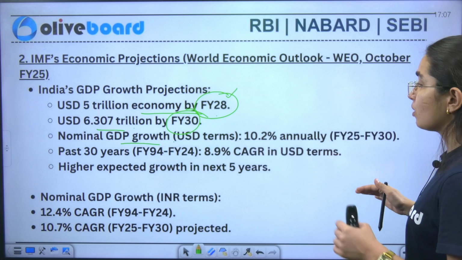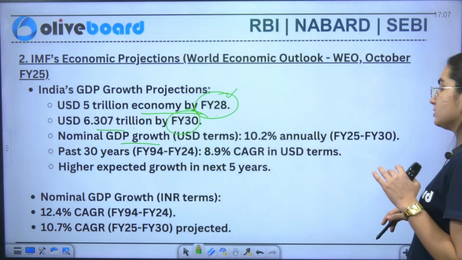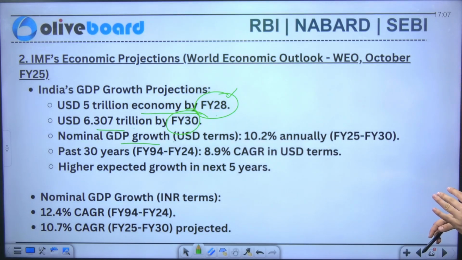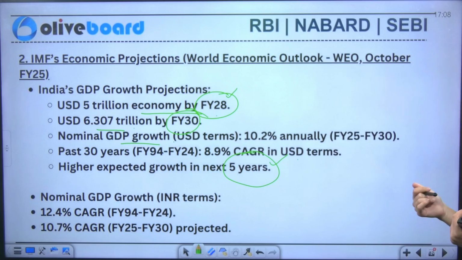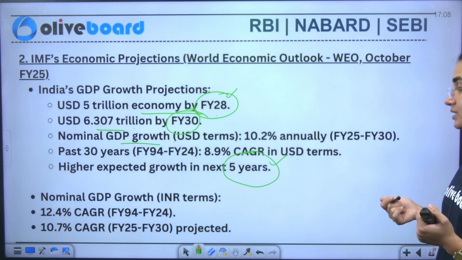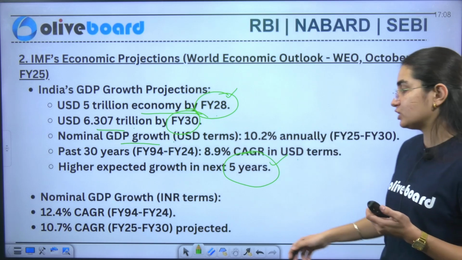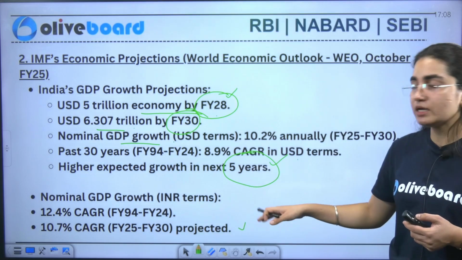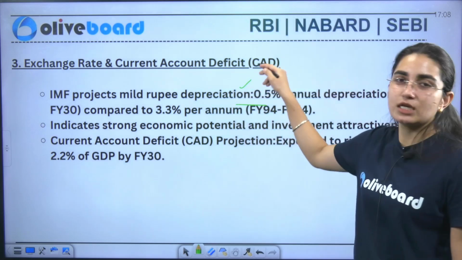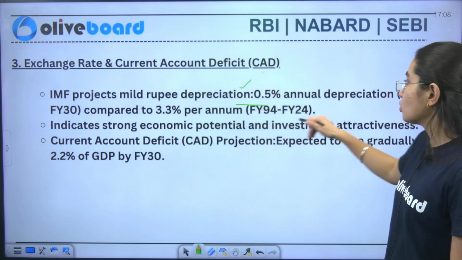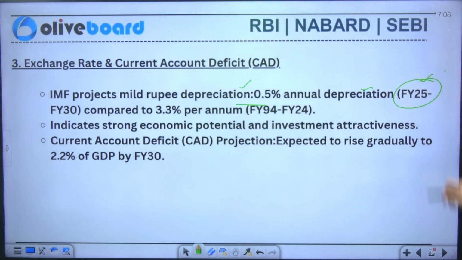Now the past 30 years, if I talk about financial year 1990, this is something very hazy. So all right, leaving it, higher growth is expected in the next 5 years. Nominal GDP growth in Indian rupee terms is 12.4% CAGR and 10.7% CAGR from financial year 2025 to 2030, as projected here. Next, if I talk about exchange rate and capital account deficit, the IMF is projecting that we will see a mild rupee depreciation of only 0.5% annually, for financial year 2025 to 2030.